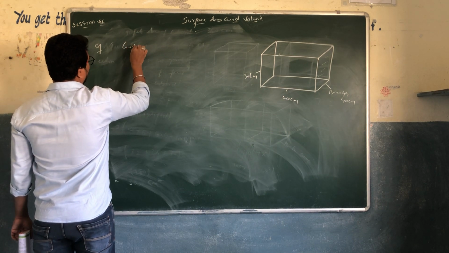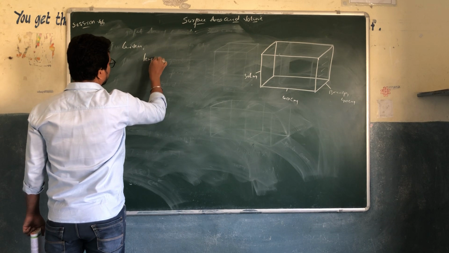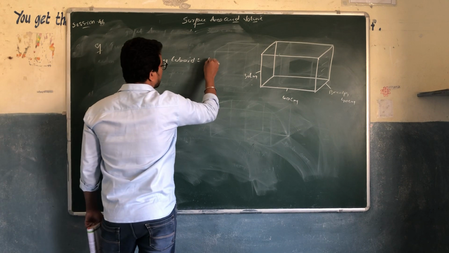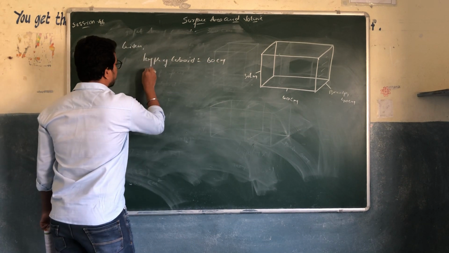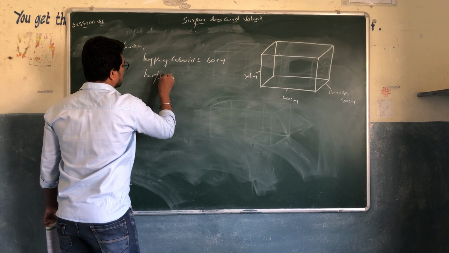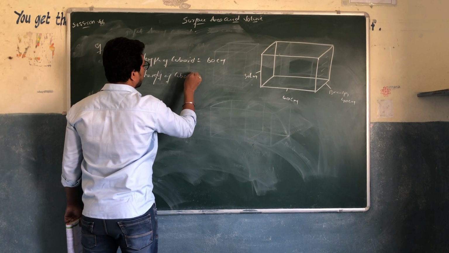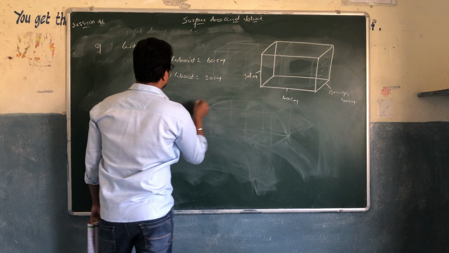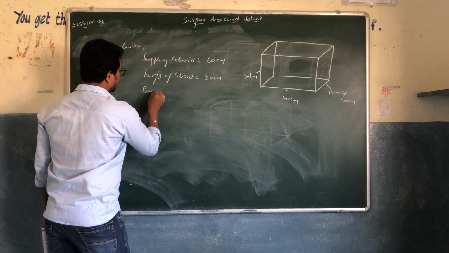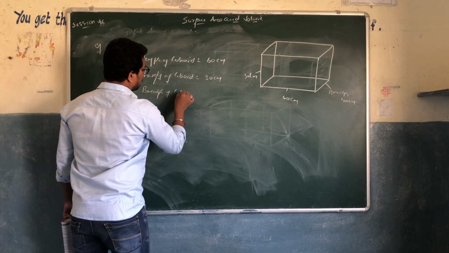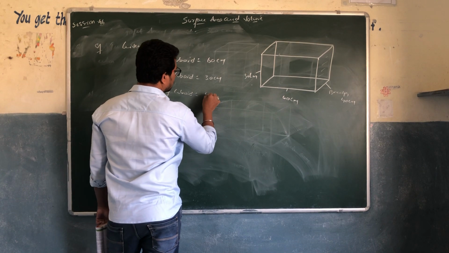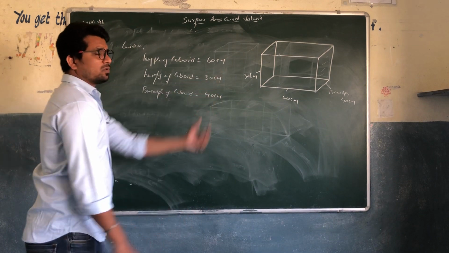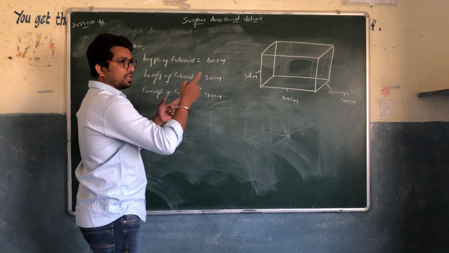So as per the problem, what is given? Length of cuboid is equal to 60 centimeters and height of cuboid is equal to 30 centimeters. Next, breadth of cuboid is equal to 40 centimeters. Now we need to find the area of this cuboid.